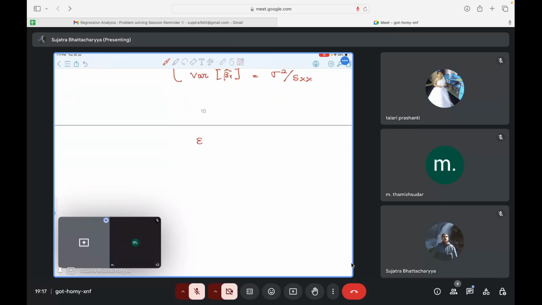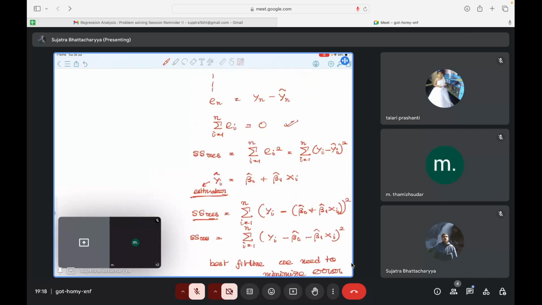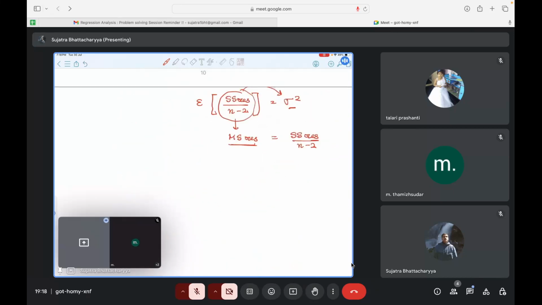Another important property is that the expectation value of SS residual divided by n minus 2 is actually sigma square. So this is an unbiased estimator for sigma square, the variance. This is written as MS residual, the mean square residual. So MS residual is SS residual divided by n minus 2. What is SS residual? We have calculated it. This is the SS residual, the sum of squares of the errors.